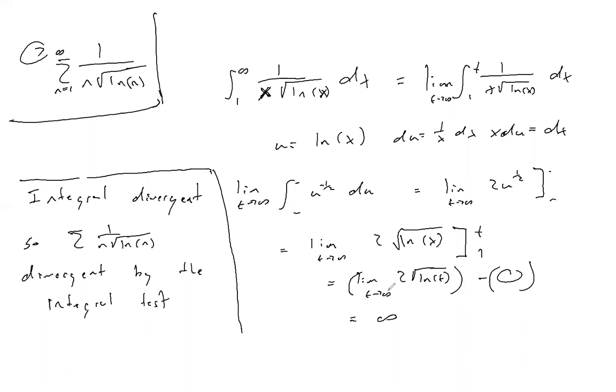And then I'm trying to figure out what's going on here. Nothing's changing as t goes to infinity here. What's going on here? Well, as t goes to infinity, ln of t goes to infinity, and taking the square root of infinity is infinity. So the limit equals infinity. Since the integral is divergent, the series is divergent by the integral test. So this is my conclusion. You need to write this.